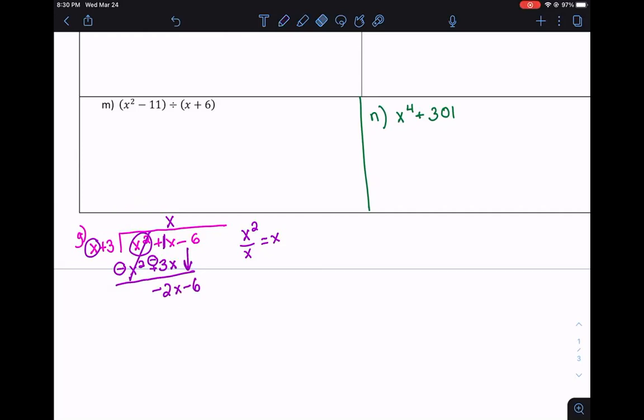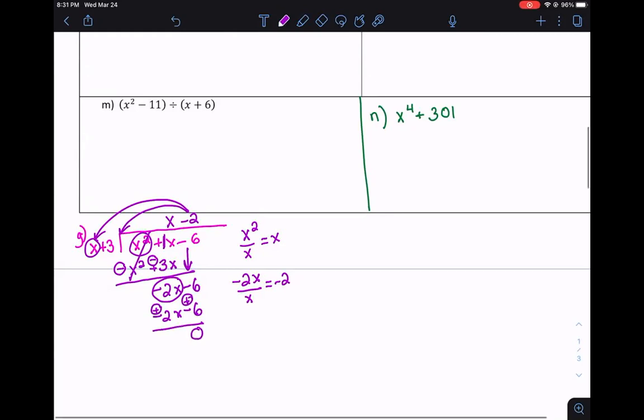I bring down my -6. Now the whole process repeats again until I have nothing left to bring down. So -2x divided by x is -2. -2 times x is -2x. -2 times 3 is -6. Negate, negate. Everything cancels and I'm left with a remainder of 0. So my final answer is x minus 2 with no remainder. And if there's no remainder, we just leave it alone.